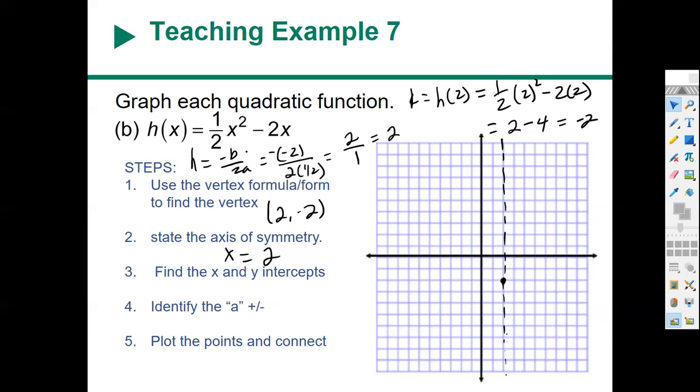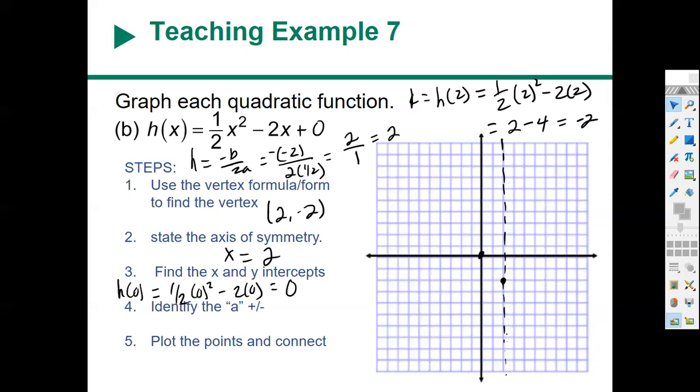So when I plug in 0 for x, so if I do h of 0, that gives me 1/2 times 0 squared minus 2 times 0. And what's my y-intercept? 0, which makes sense because remember your c value is your y-intercept. And did I have a c value? No. So I know that my y-intercept is here. Conveniently, again, it's at the origin.